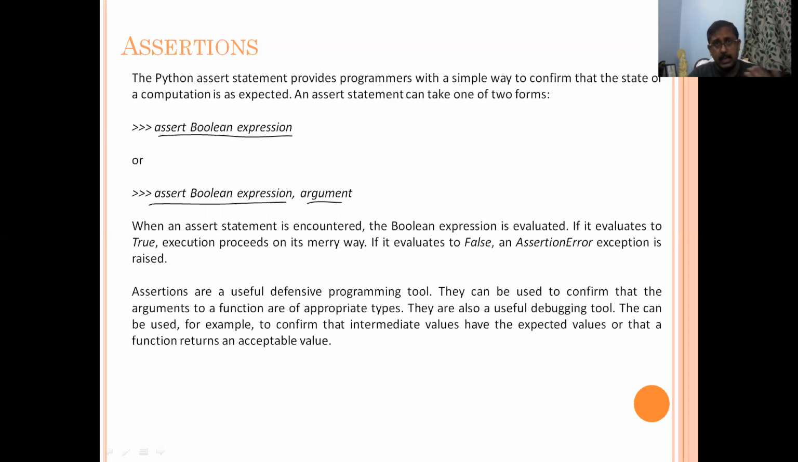So when the assert statement is encountered, if the value is as expected, when the Boolean expression is evaluated and the value is true, nothing happens. But in case the Boolean expression, say a comparison between two variables or whatever, fails, immediately an AssertionError exception happens. So AssertionError is basically another type of exception. You may ask why it is needed.